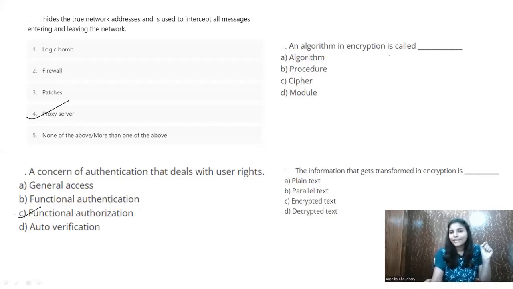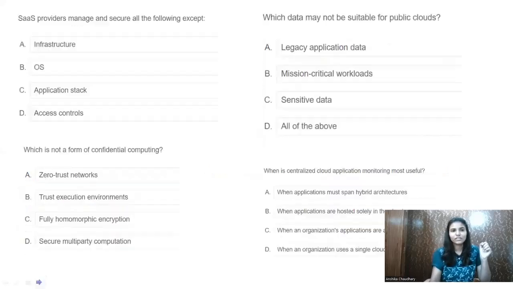An algorithm in encryption is called cipher. So let's move on to this question. The information that gets transformed in encryption is plain text, parallel text, encrypted text, or decrypted text. So the information that gets transformed in encryption is plain text. Okay, so let's move on to the next questions.